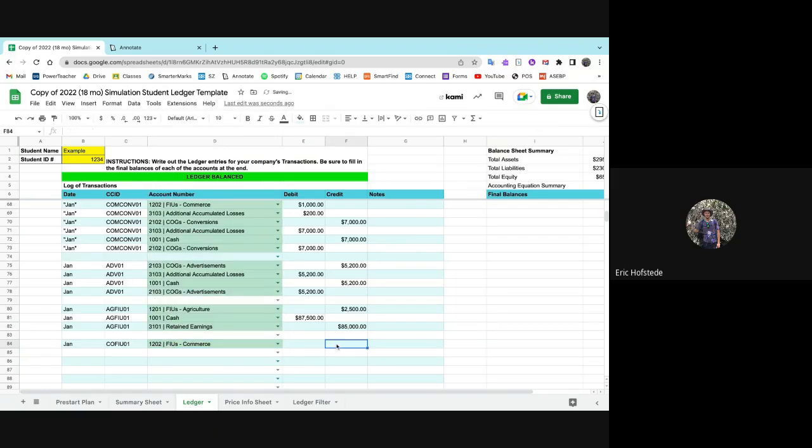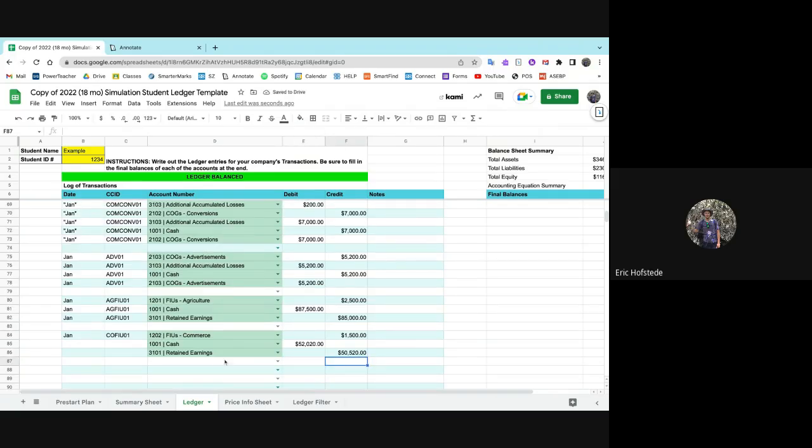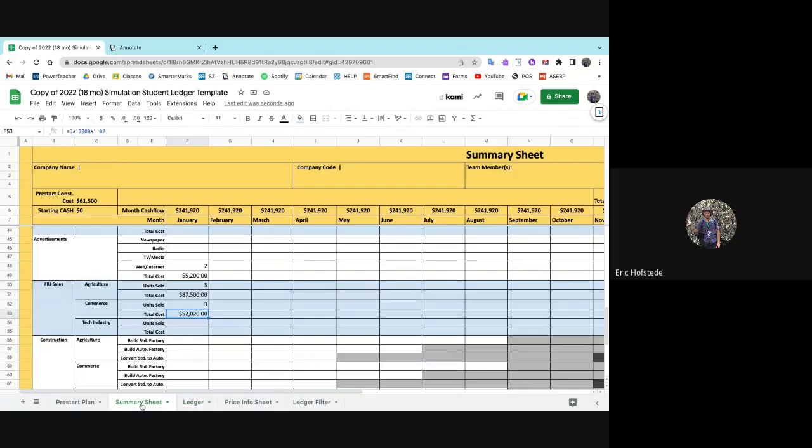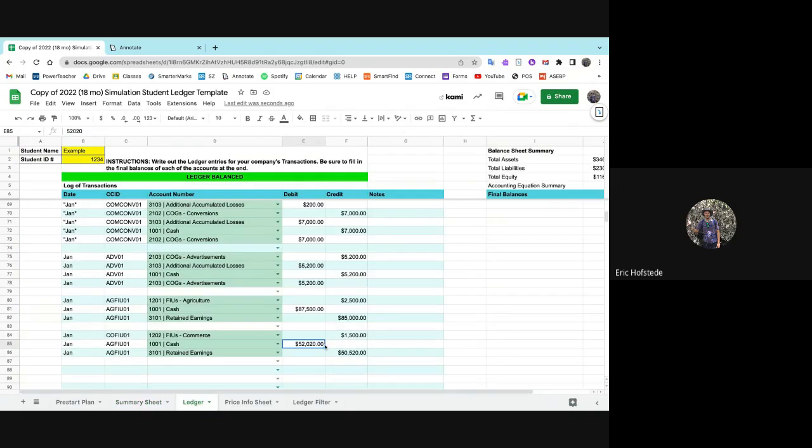Commerce is going down, so I credit it 1,500. Cash goes up. I won't be lazy this time. It was $52,020. And then my retained earnings is that difference shown there, 50,520. Well, maybe sometimes copy and paste isn't the best option for the values, at least from one page to the other. Maybe the old-fashioned type it in the long way is better. Oh, I made a little typo. No, we're good.